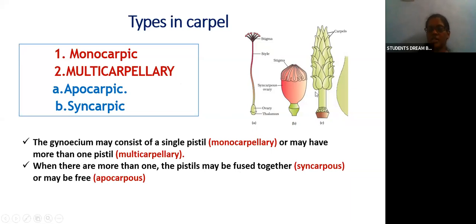Clear? So you can see here, this is fused, so this is syncarpous. Here it is separate, it is free. Here the carpels are free, so it is apocarpous. These are the types of carpel.